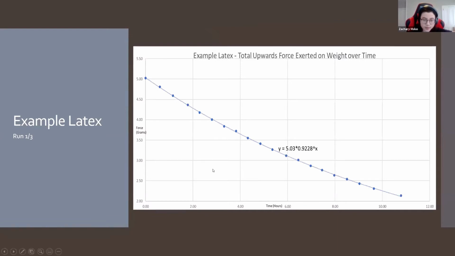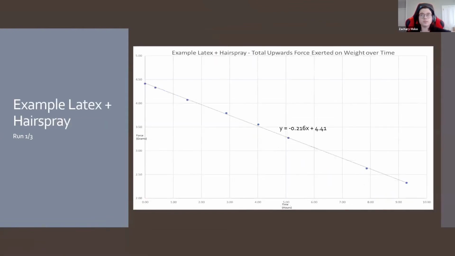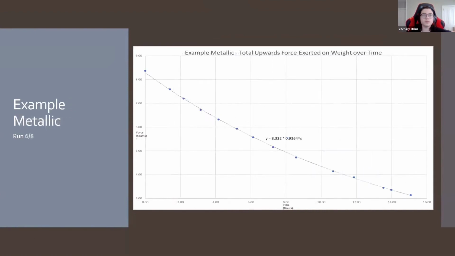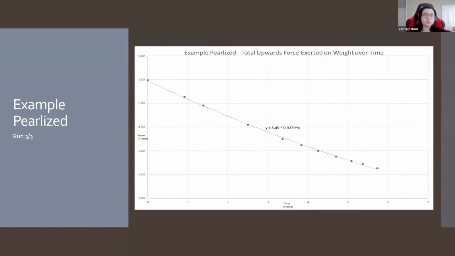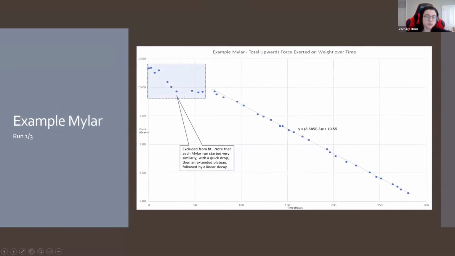So using the data gathered from the individual runs in the final summary table, these graphs were generated. You can see on each graph that there's an equation, and the equation is the equation of the line displayed. One particularly interesting thing about the Mylar balloons is that they all started very similarly, with a quick drop followed by a plateau which lasted for around 1 to 2 days. This plateau was then followed by an almost perfect linear decay. Because of this, the strange beginning was, well, not entirely excluded from the line fit.